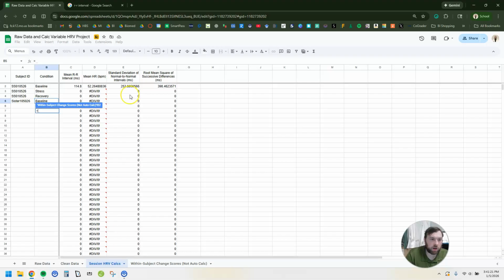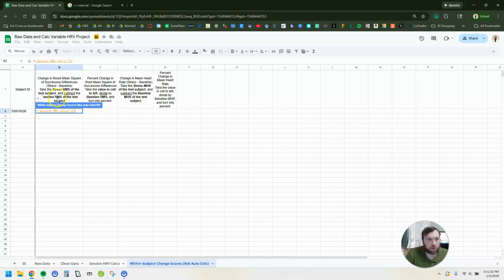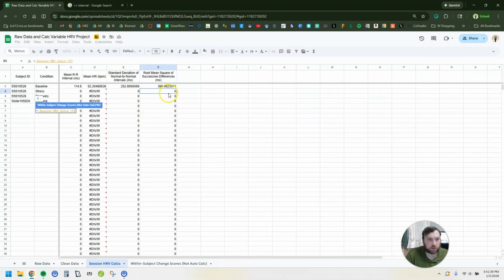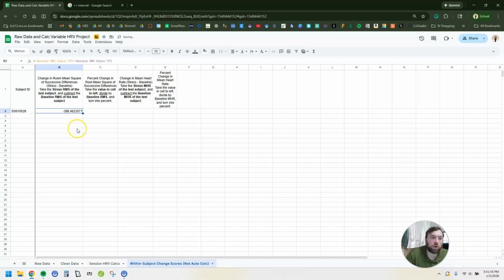We look over here, and the stress RMS, the stress root mean square would be this one right here, minus the baseline RMS, that would be, oops, this one right here, minus the baseline. And if you hit enter, it will do the math for you. You just have to pick the data specifically each time. You can't just find the data for us, unfortunately.